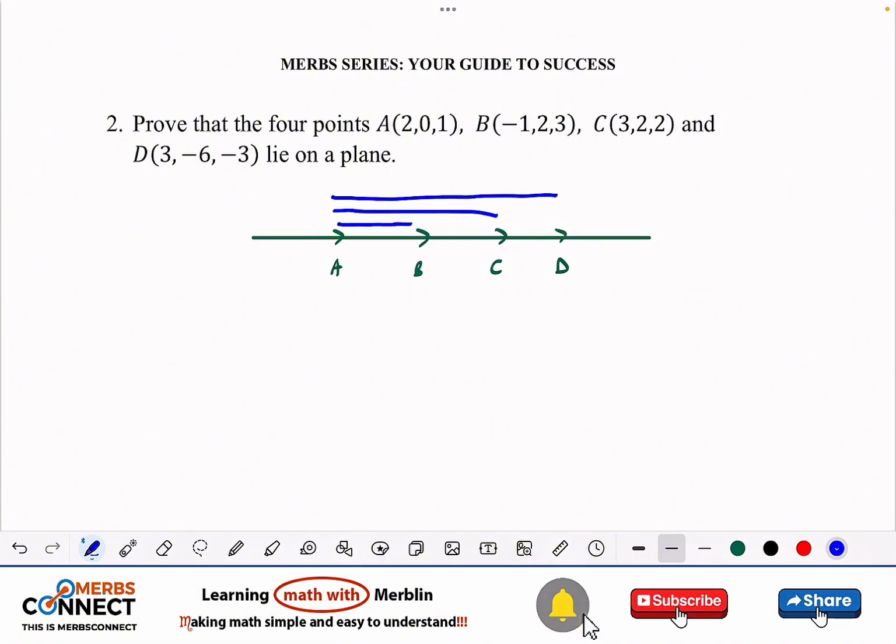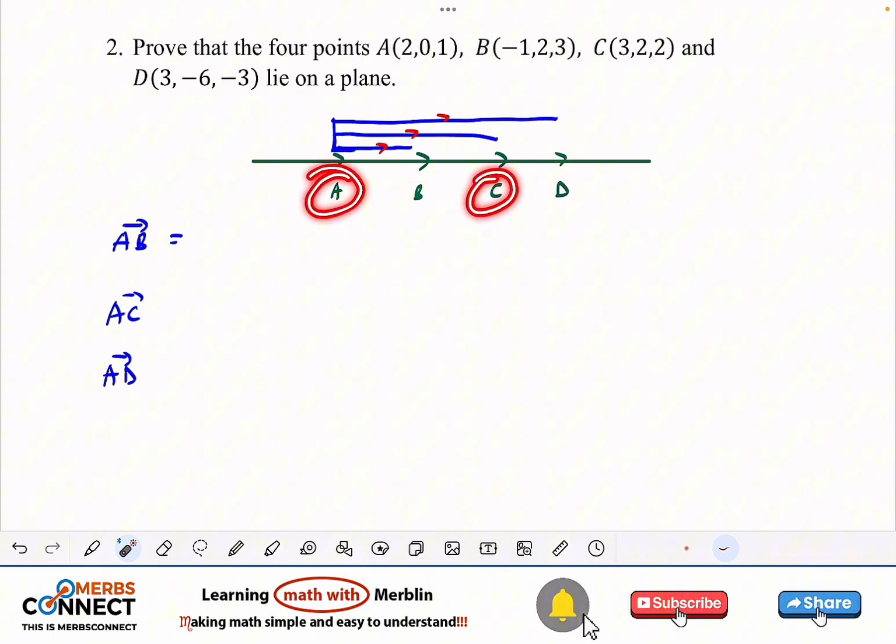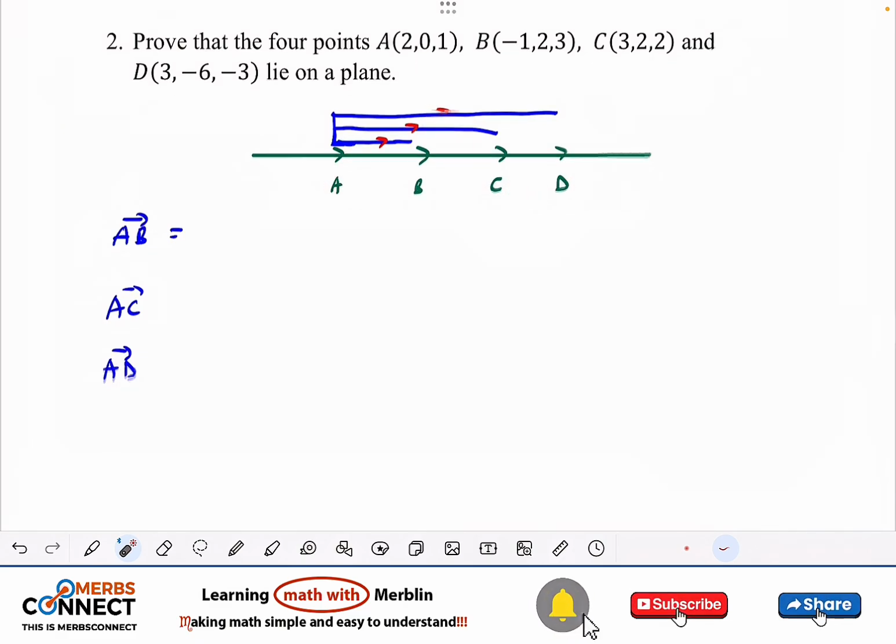So that's how we do it. Always we need to have a starting point and then we end somewhere. So here we are going to look for vector AB, like from A to B. Then we are going to look for vector AC, and then the last one is vector AD. So that is how we pair them. You don't pair it like AB, BC, and CD. No, we pick A with B, A with C, and then A with D. So that's how we do it.